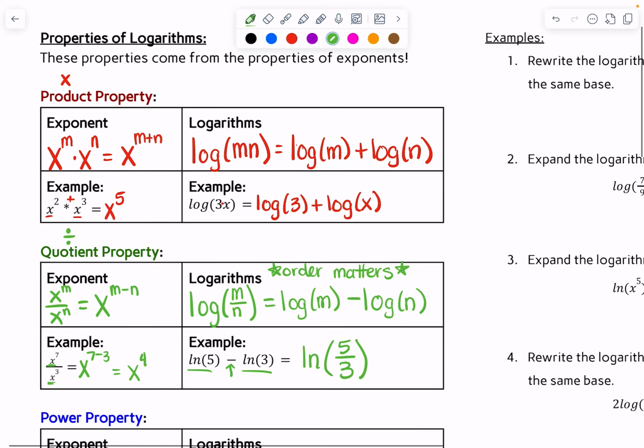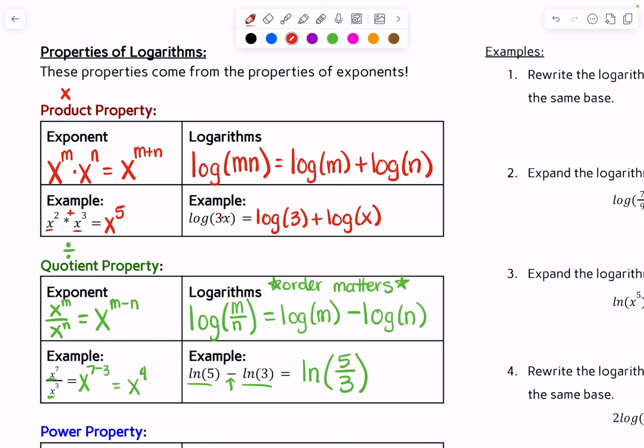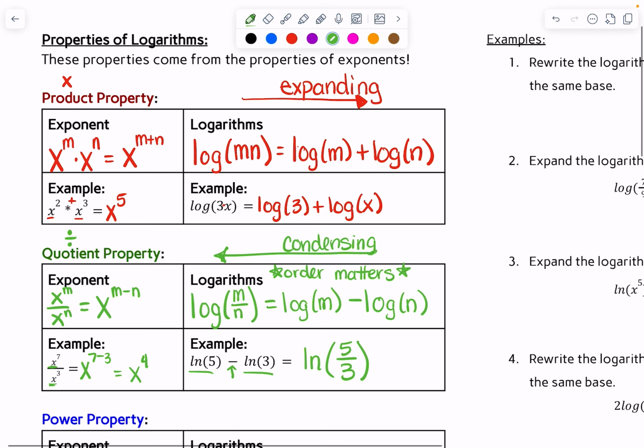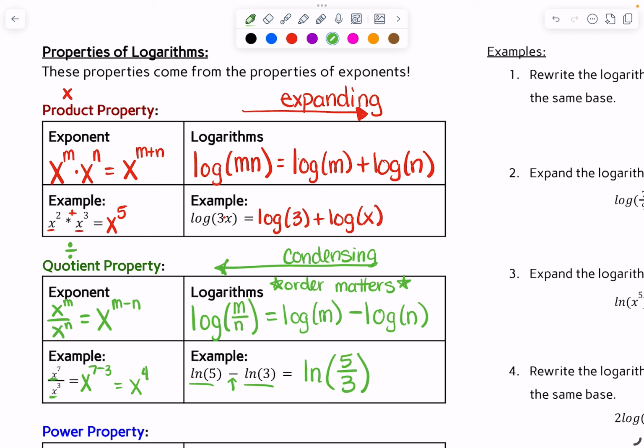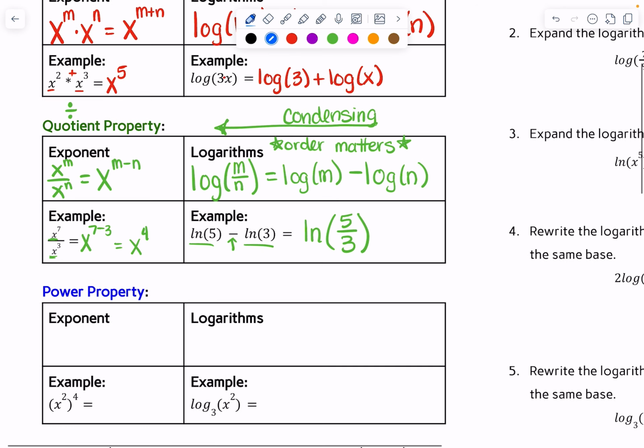So just to go back for a moment, for this first example up here, as we were moving from a single logarithm to multiple logarithms, in that case, we were expanding our logarithm. And in our second example, we went from multiple logarithms down to a single logarithm, and that was condensing our logarithms. So we can use any of these properties to move in either direction, either to expand it or to condense it. Let's look at our last property here.